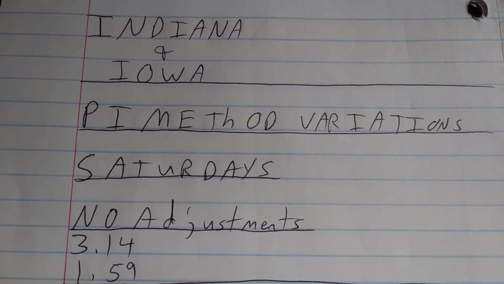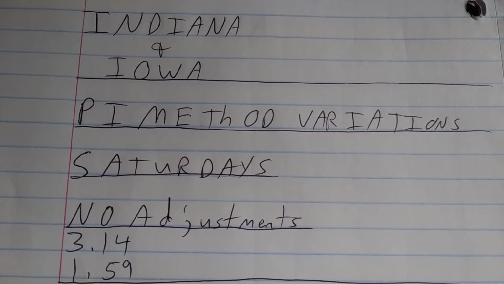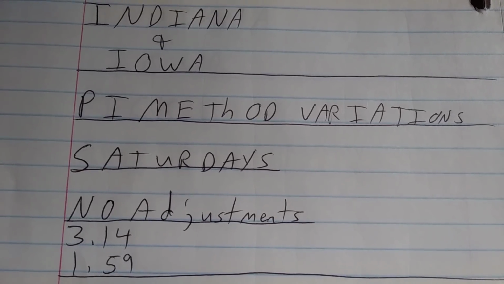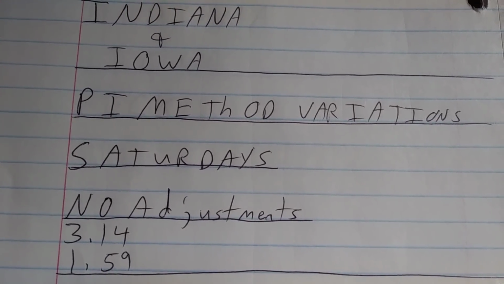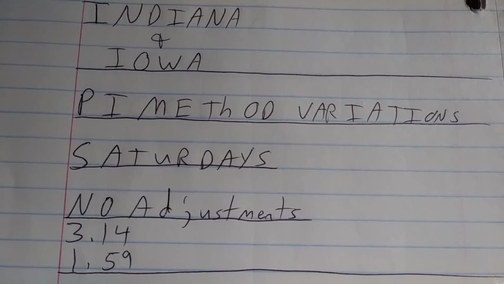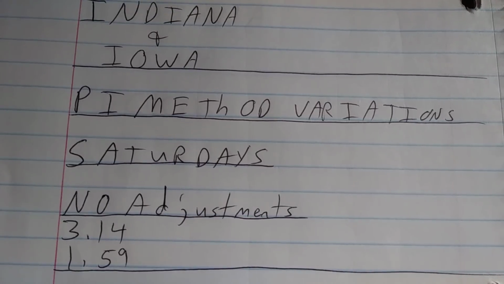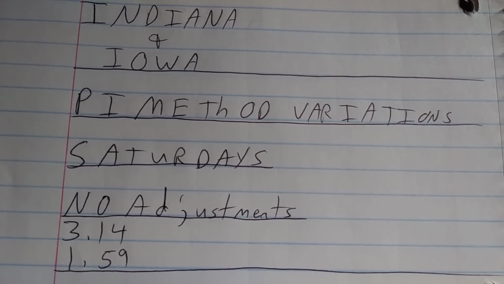Hi, Indiana and Iowa. This video today is for the Pick 3 pi method variations that I like to do sometimes. All that is just taking the first 6 digits of pi, which are 314 and 159. No reason for it other than I just like to do that sometimes.